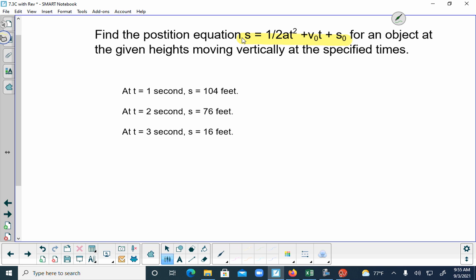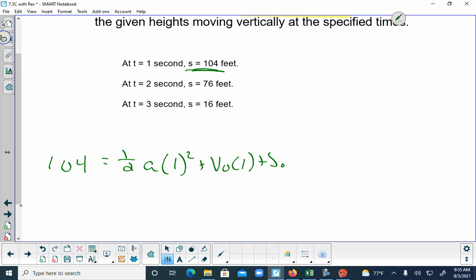So like the first one, my S is 104, so that's going to be the S on the left side, is equal to 1/2 A, and then T is 1 second, so 1 squared, plus V sub 0 times 1, plus S sub 0. So when I write this in the way that I like, I'm going to write 1/2 A plus V sub 0 plus S sub 0 is equal to 104. Easy? Sure. Bailey, can you do the next one, please?